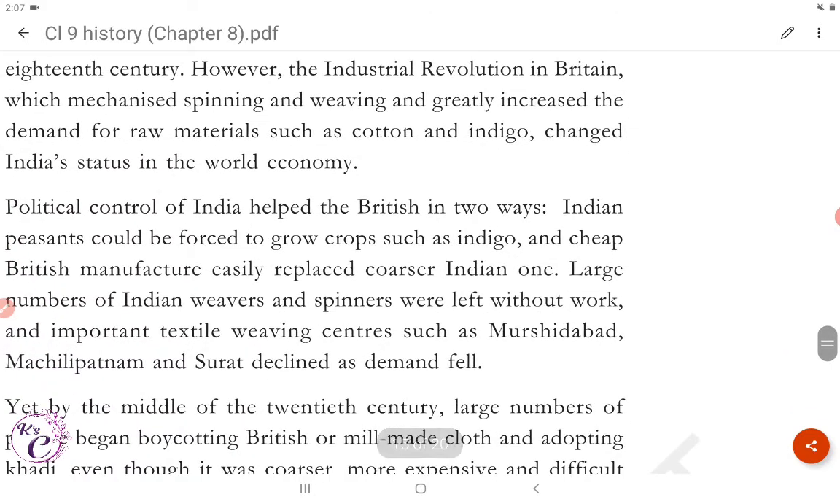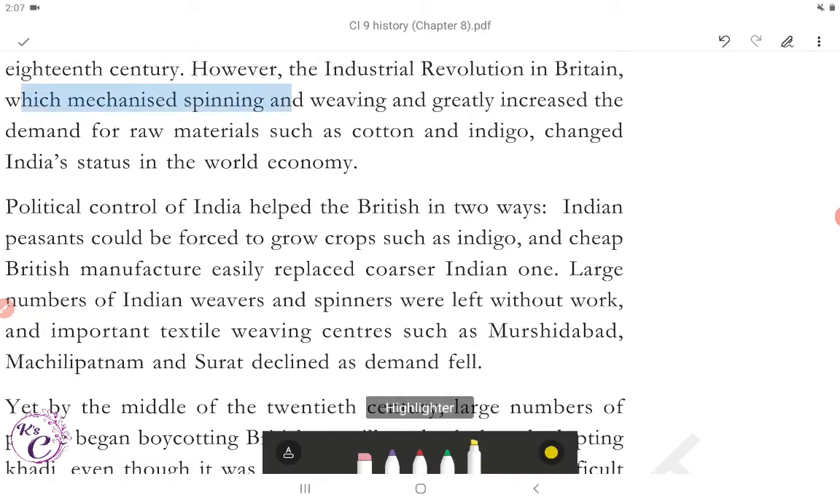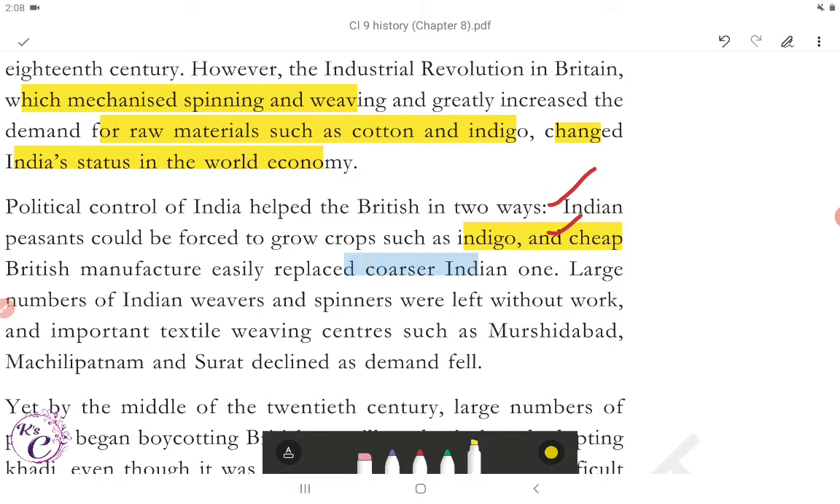However, the Industrial Revolution in Britain, which mechanized spinning and weaving and greatly increased the demand for raw material such as cotton and indigo, changed India's status in the world economy. Political control of India helped Britain in two ways. The first is that Indian peasants could be forced to grow crops such as indigo, and the second is that cheap British manufacture easily replaced coarser Indian ones.